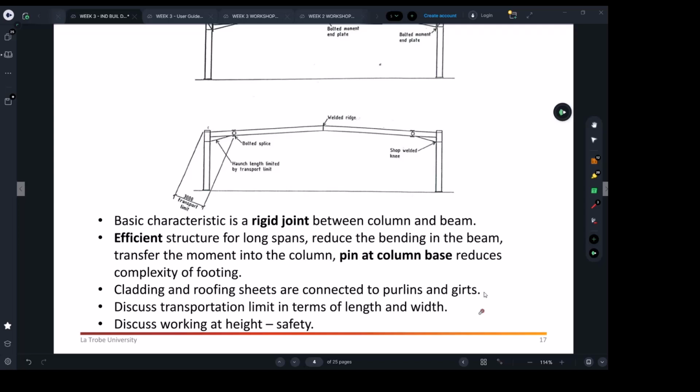Cladding and roofing, I just mentioned that to you. The purlins and the girts are going to carry the cladding for us, whether on the roof or on the wall. Okay, and again, we talked about the transportation limits. We're typically going to be guided by that. That's what needs to be considered mainly by the construction engineer.